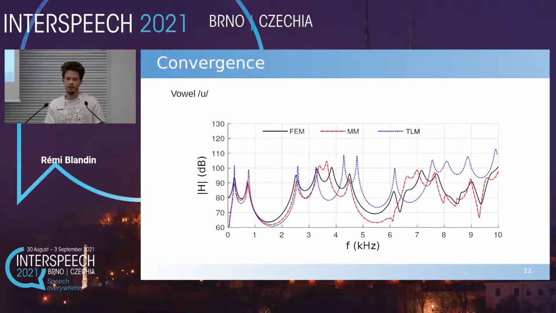If we consider the vowel U, we have the opposite example in which we have the worst agreement. But we can see that the three first resonances are relatively similar between the three methods, which confirms that the transmission line method is relatively good at low frequency. At higher frequencies, there is a better agreement between the proposed method and the finite element, but still significant differences.